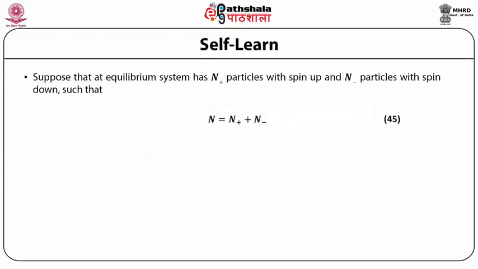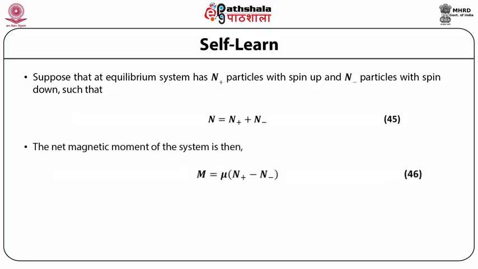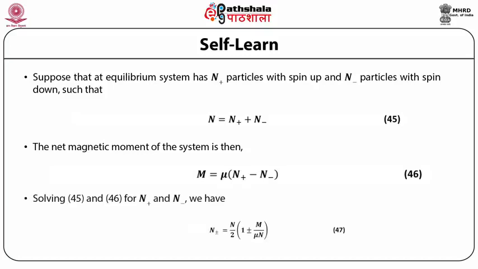Suppose that at equilibrium, the system has N plus particles with spin up and N minus particles with spin down, such that capital N is equal to N plus plus N minus. The net magnetic moment of the system is then capital M is equal to μ times (N plus minus N minus). Solving 45 and 46 for N plus and N minus, we have N plus-minus is equal to N by 2 multiplied by (1 plus-minus M upon μN).